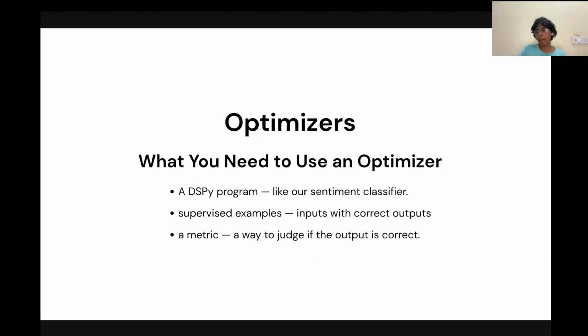To use an optimizer, you need exactly 3 things. First, a DSPy program like our sentiment classifier, which I showed in the initial slides. Second, a set of supervised examples. I'll explain a bit more on this later. A supervised example has an input and the correct output. And third, a metric, a way to judge if your output is correct. So, if the output generated by the LLM is correct.